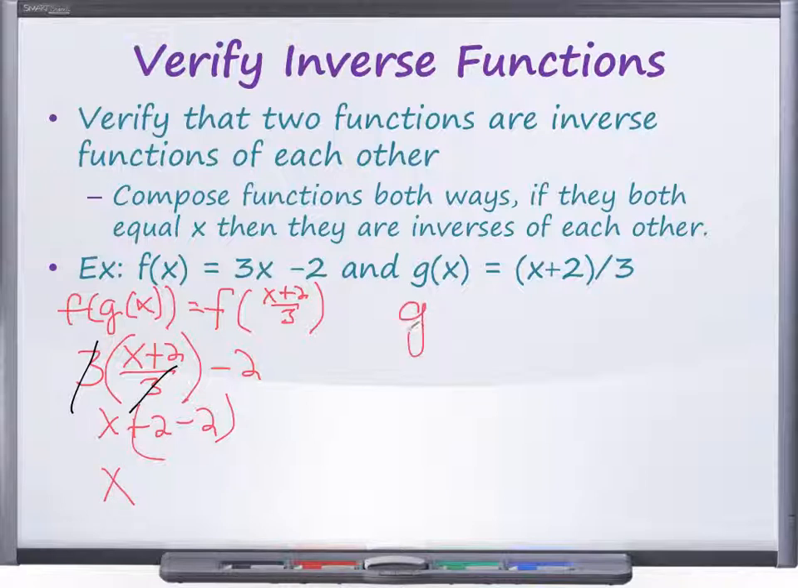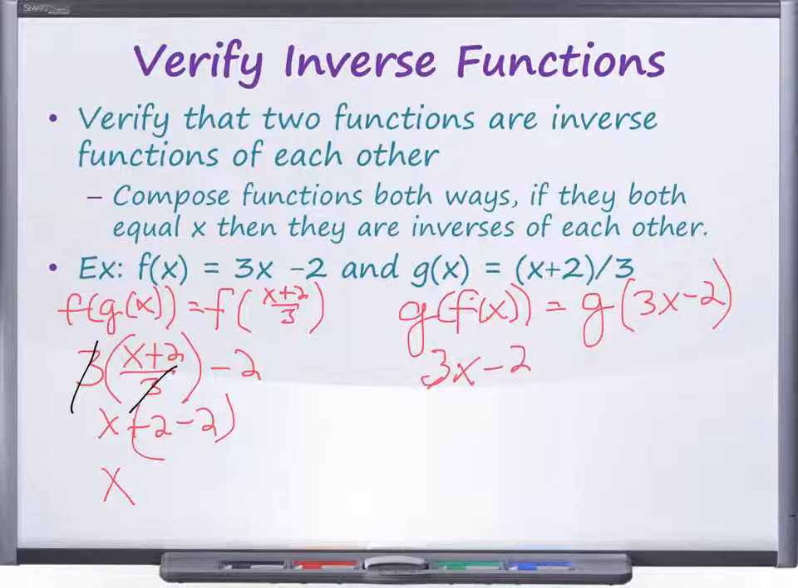So I'm going to do the other. G of f of x, and that's equal to g of 3x minus 2. So now we have 3x minus 2 plus 2, right? Because that's my parenthesis over 3. Well, the minus 2 and the plus 2 add to 0, so now I have 3x over 3. The 3's cross out, and I'm left with x. So that verifies inverse. Both directions, and I got an x. That means it's inverse.